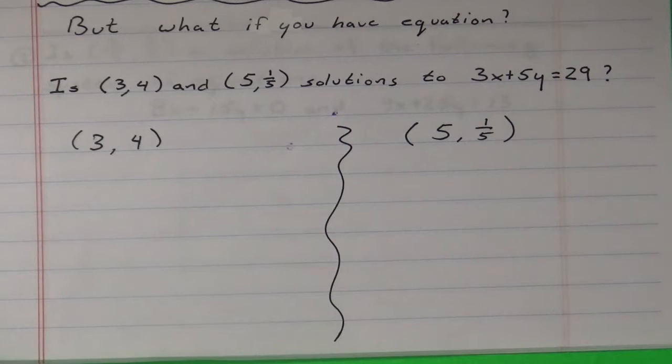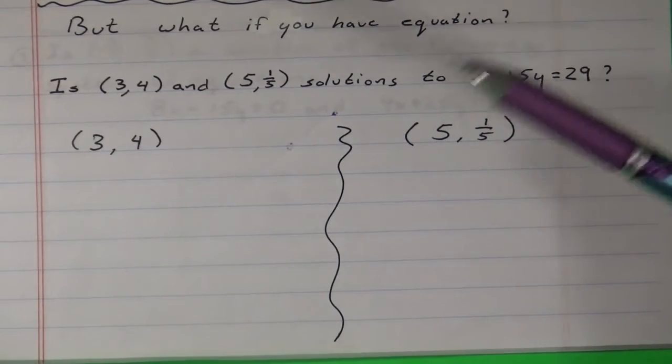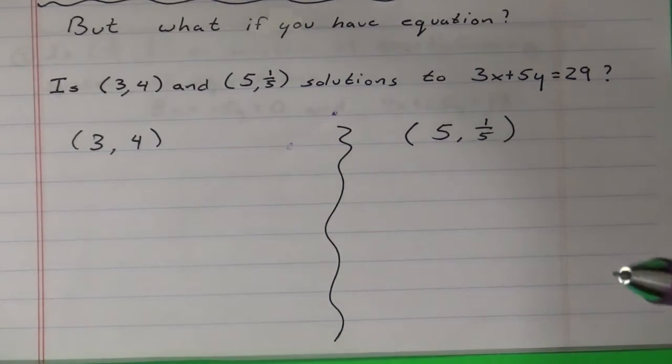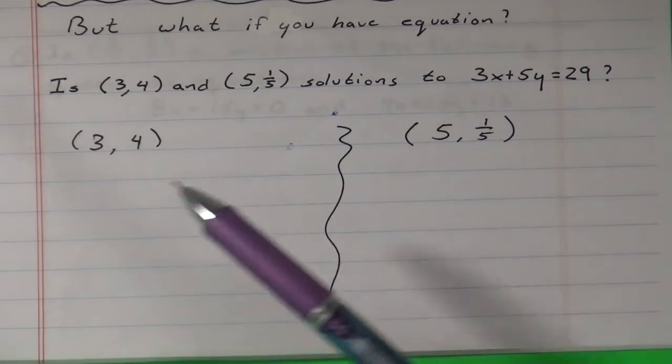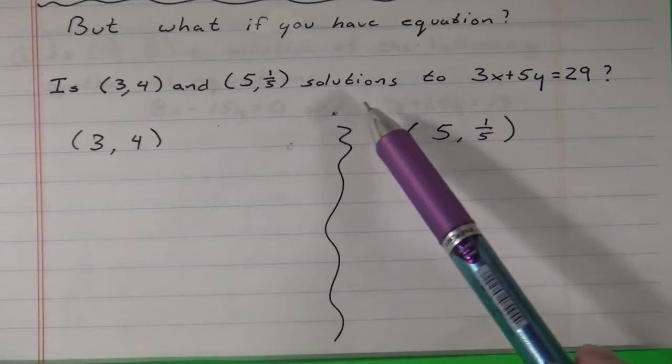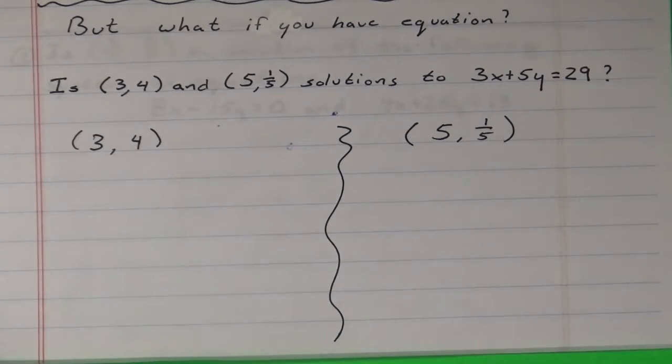So what happens if you have an equation? Now, a while ago I showed you a graph. Does the point fit the graph? Well, what happens if your equation is 3x plus 5y equals 29, and you want to know whether the points (3, 4) and (5, 1/5) are solutions to this equation?